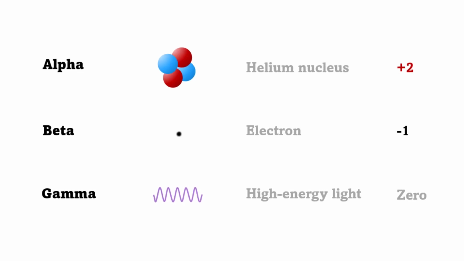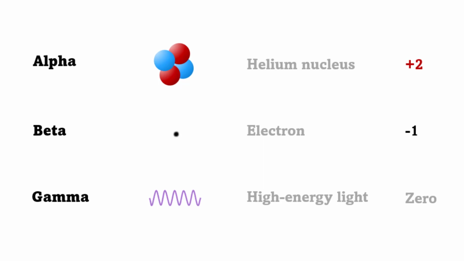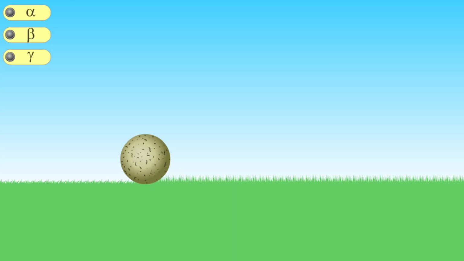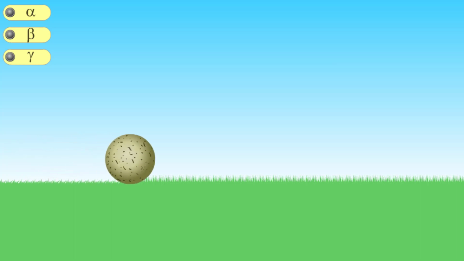Let's look at how alpha, beta and gamma radiation interact with whatever they hit. An alpha particle is like a heavy concrete ball. It interacts very strongly with the ground it rolls over. It's got lots of energy, but it spends that energy in a short distance because it crushes the ground underneath it.